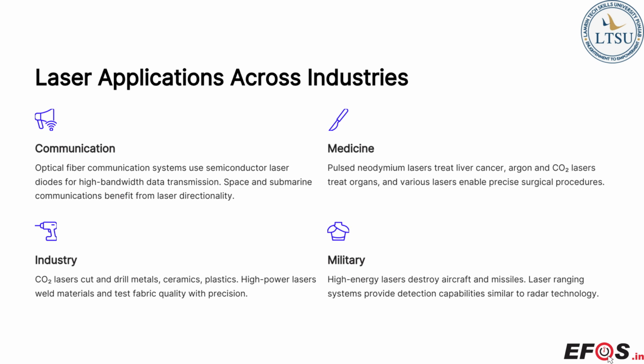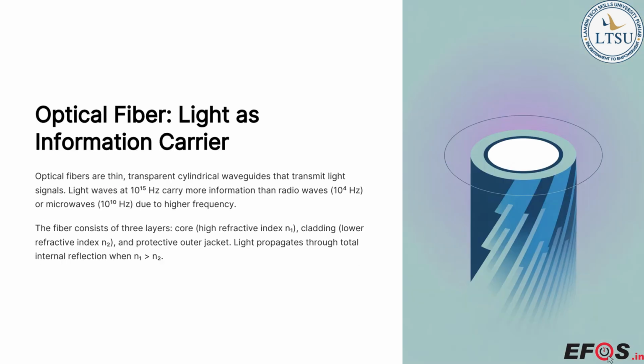Military. Lasers are used for laser ranging, which functions similarly to radar, providing detection capabilities. More powerfully, high-energy lasers are being developed to destroy aircraft and missiles. Moving to fiber optics, the optical fiber is essentially a thin, transparent waveguide that transmits light signals.